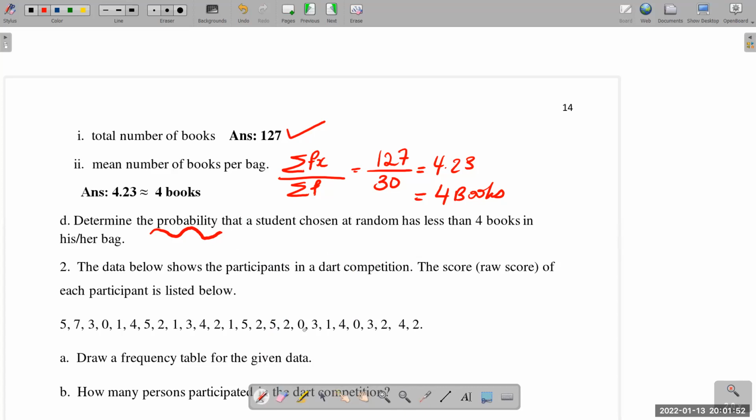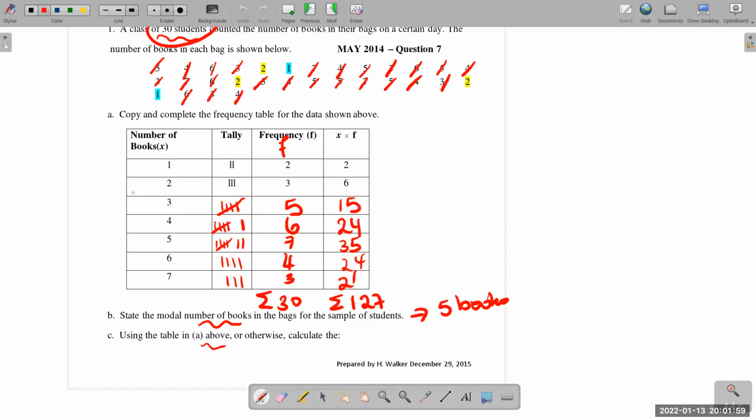Let's take a look at what they're asking us for. A student chosen at random has less than 4 books in her bag. So what does that mean? Who should we be focusing on? The number of students who have less than 4 books. So that means I need to find out how many people got 3 books, plus 2 books, plus 1 book. Agree or disagree? Talk to me, agree or disagree? So that means I need to add 5 persons plus 3 persons plus 2 persons. How much is that? 2 plus 3 is 5, 5 plus 5 is 10.